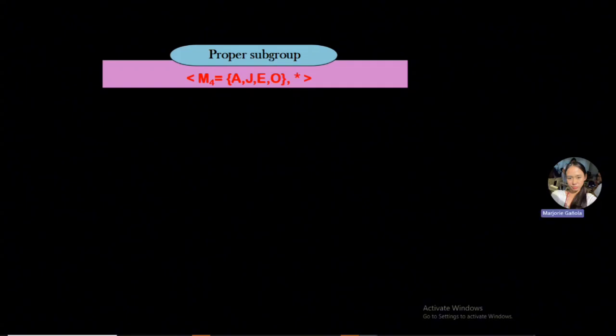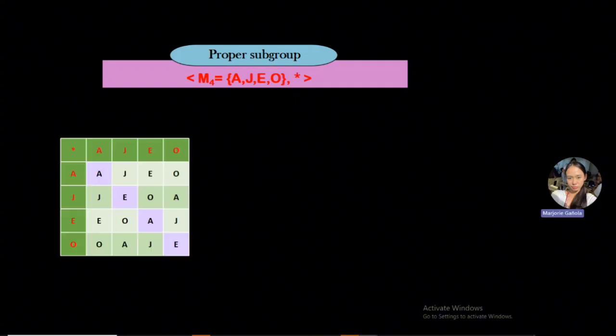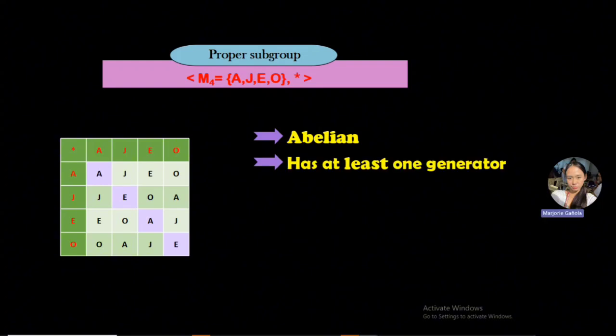First, we have the M sub 4 with elements A, J, E, and O under the binary operation star. As you can see in the table, from the diagonal line or the purple line, the table is symmetric. Therefore, it is abelian. All we have to do now is to check whether it has a generator or at least one generator.